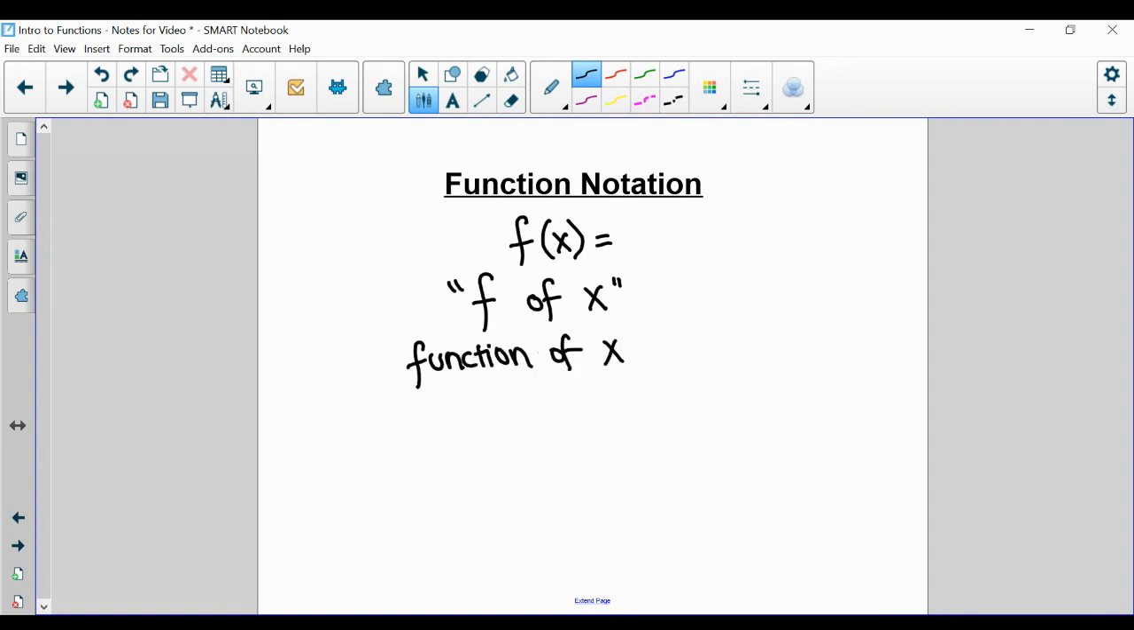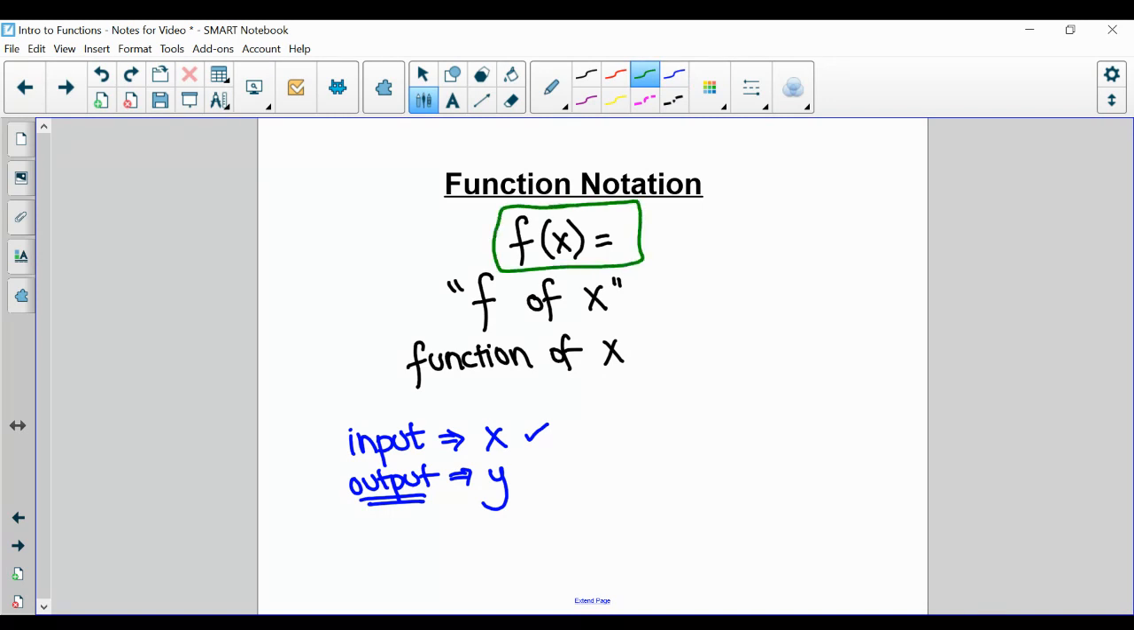of x. We know that when we have an input in an equation, we have x, and we know that our output is y. And we know that our y, our output, depends upon x. So what we have here is a function of x, meaning my output depends upon what I put in as my input. So function notation, back to this, is a really fancy way of saying y equals.